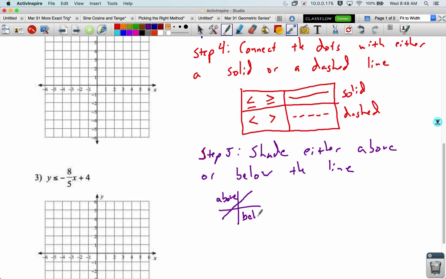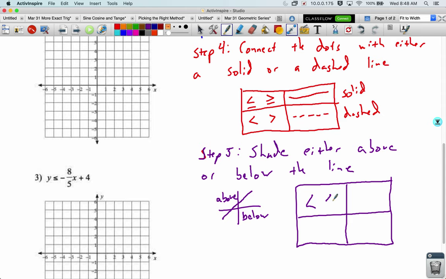All right, and we've got a key. We don't just get to pick which side we shade. It depends on what our inequality symbol is again. But this time, it's a different grouping. All right, if it's a less than or a less than or equal to, we're going to shade below. If it's a greater than or a greater than or equal to, we're going to shade above.